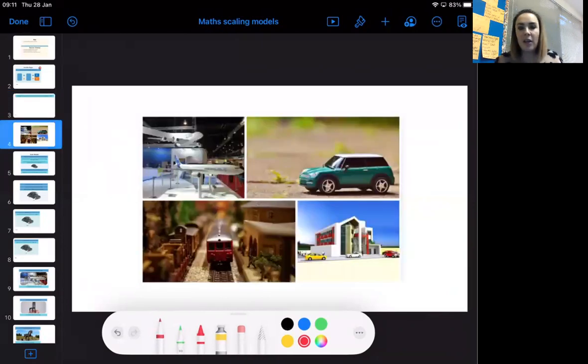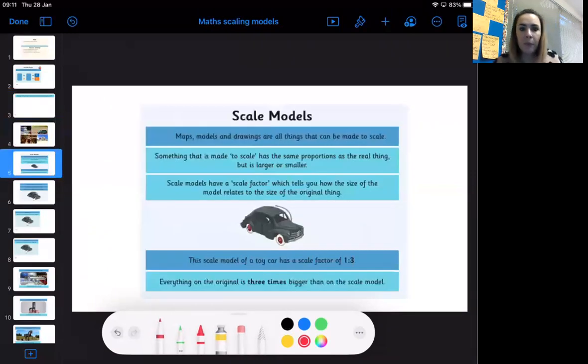In today's lesson, we're going to be thinking about scaling models. I've got a picture here of some different scaled models. We've got a car, a train, a building, and an aeroplane. You may have been to a model village before or have model planes, and they are all made to scale. So let's think a little bit more about what that means.